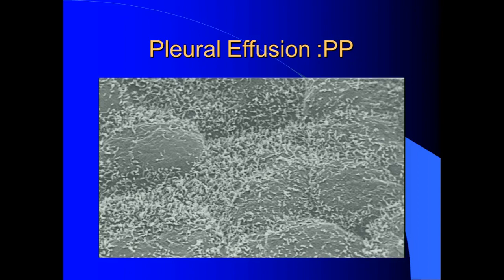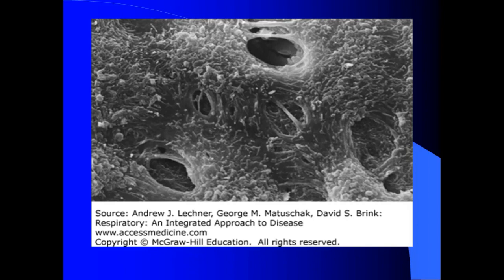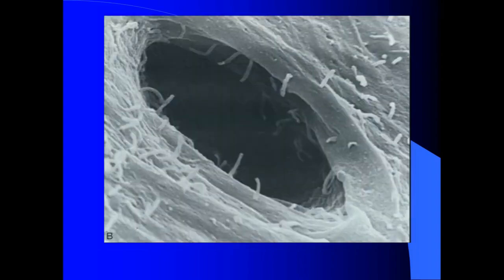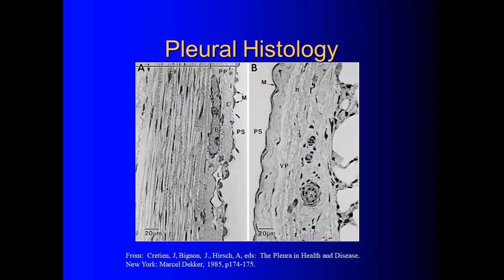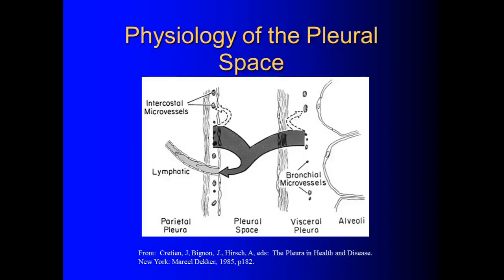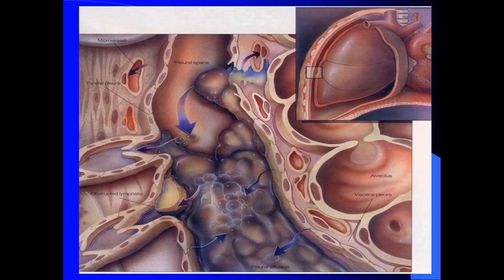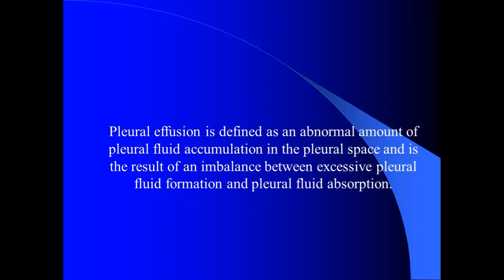Electron microscope picture. And this is also the lymphatic drainage in the parietal pleura. This is also another picture for pleural histology. The fluid is secreted from the visceral pleura and also reabsorbed by the lymphatic channels.